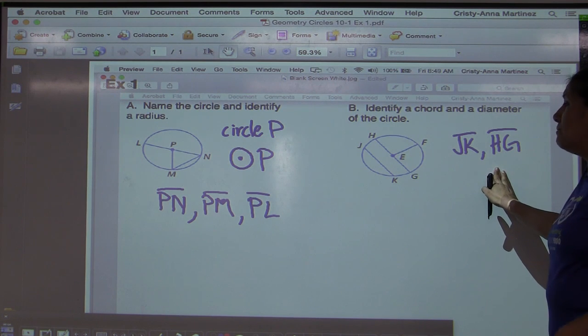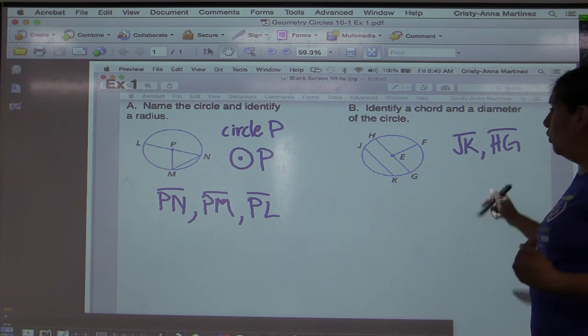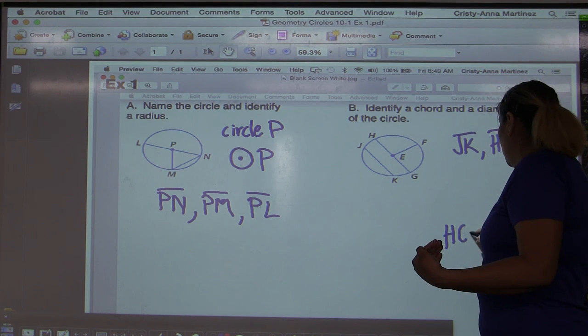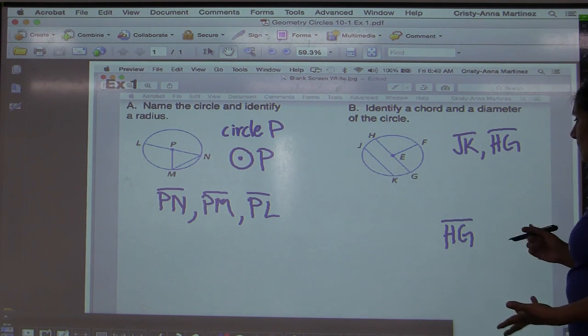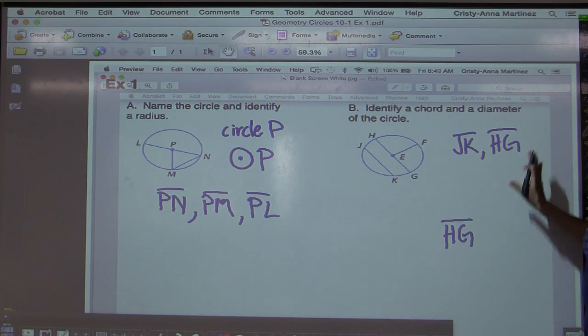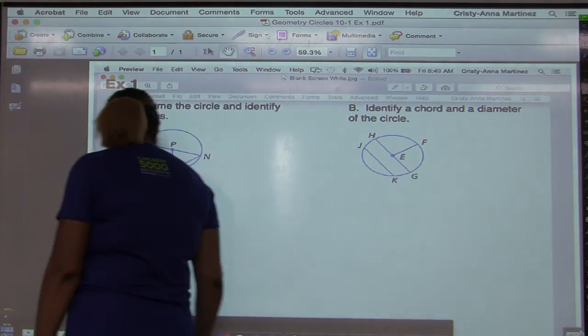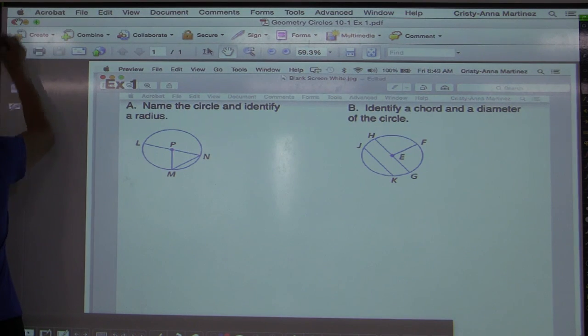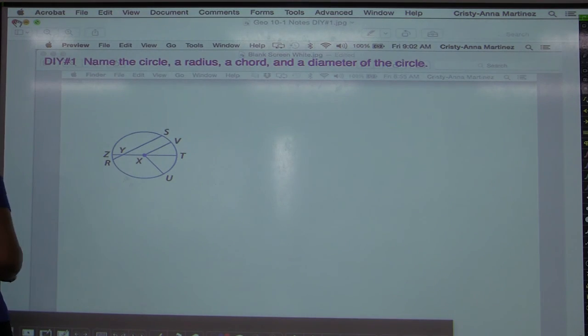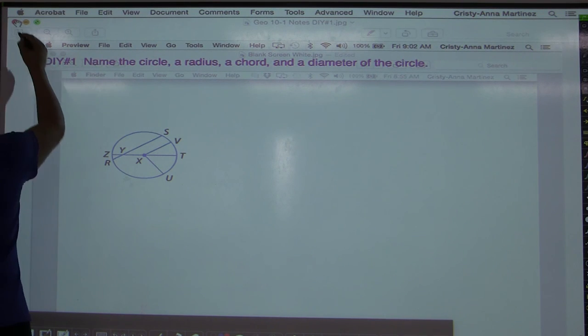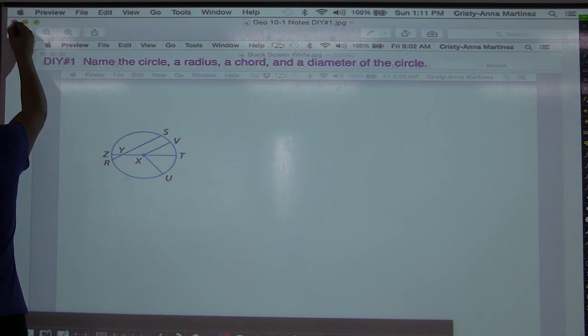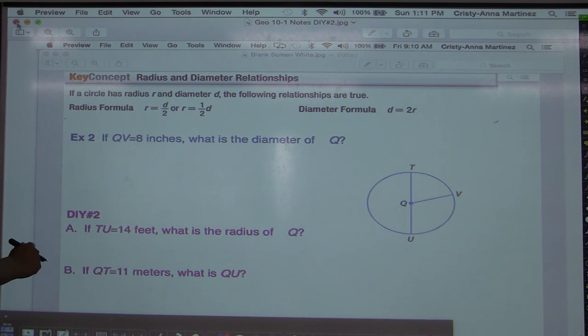Now when it asks for a diameter, then you would actually have to only list HG. HG is the only chord that goes through the center of this diagram. So here we have two different chords and one diameter. So we're going to let you now try one on your own. Name the circle, a radius, a chord, and a diameter. So I want all four things in this example. And once you have done that, we can move on to our next key concept.